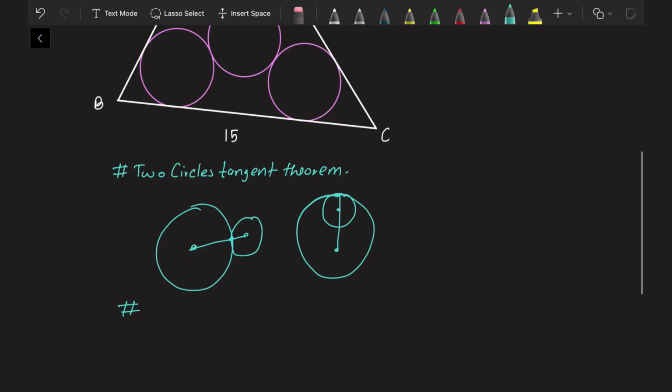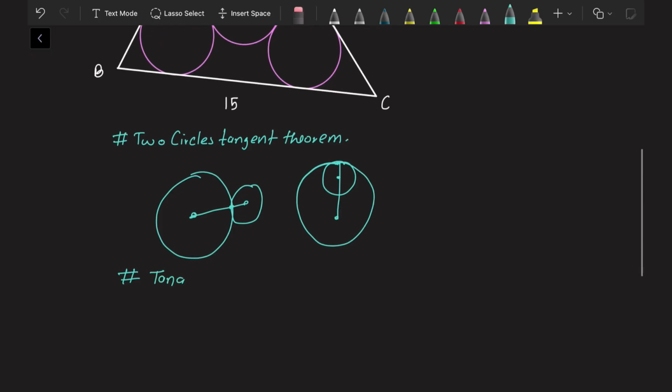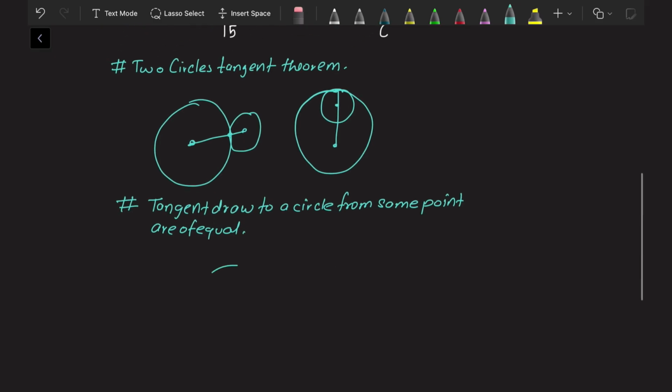The second thing that we are going to use is that tangents drawn to a circle from the same point are of equal length. These are all school theorems that we all know. This simply means that if there is a circle and you choose a point P, and from P you draw a tangent, and from the same point P you draw another tangent to the circle, the length of the tangent between the point of contact and the point P would be equal. This length would be equal to this length. So these are the few theorems that we are going to use.